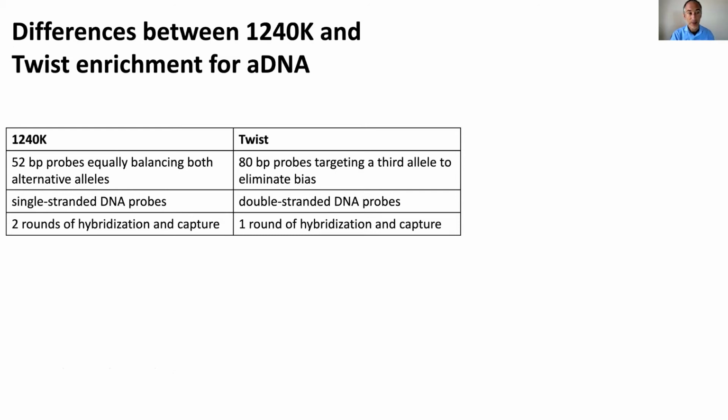So, differences between the 1240K and Twist enrichment for ancient DNA. 1240K uses 52 base pair probes that equally balance both alternative alleles. Twist uses 80 base pair probes, targeting a third allele to eliminate bias or reduce bias. 1240K uses single-stranded DNA probes in the actual enrichment. Twist uses double-stranded DNA probes. And the 1240K, importantly, relies on 2 rounds of hybridization and capture. In the Twist, we only use 1 round of hybridization and capture. That greatly reduces the amount of time required for the enrichment experiment. And we believe it also reduces the amount of bias toward particular positions that comes from 2 rounds of capture.